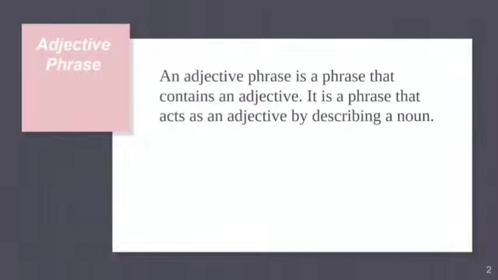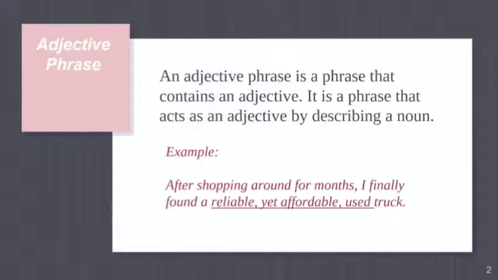So what is an adjective phrase? An adjective phrase is a phrase that contains an adjective. It is a phrase that acts as an adjective by describing a noun. As we all know, adjectives are modifiers of nouns and pronouns. So how would you pick out an adjective phrase in a sentence? Let's look at this example.